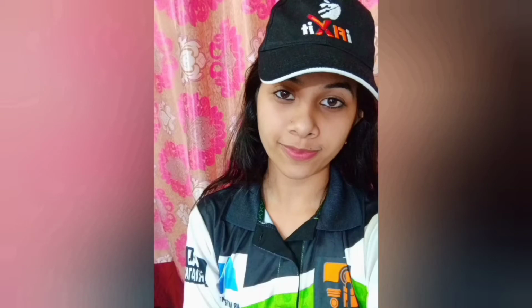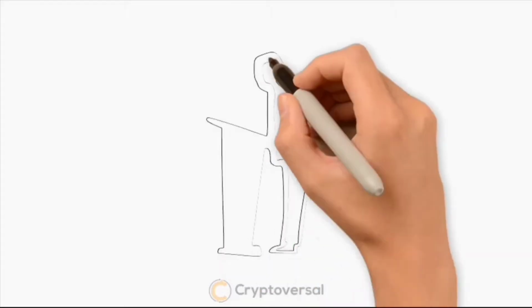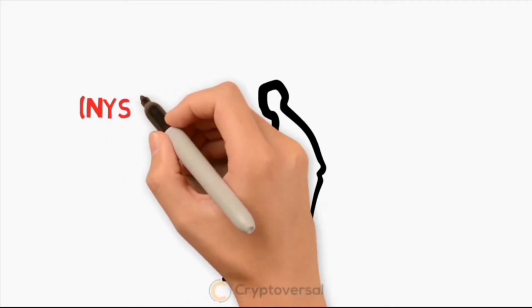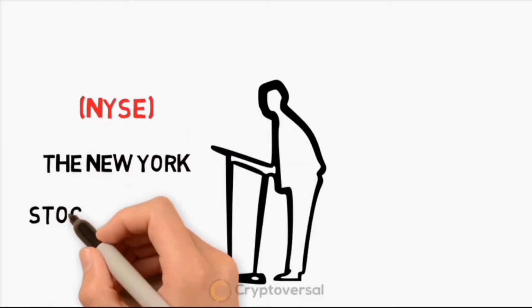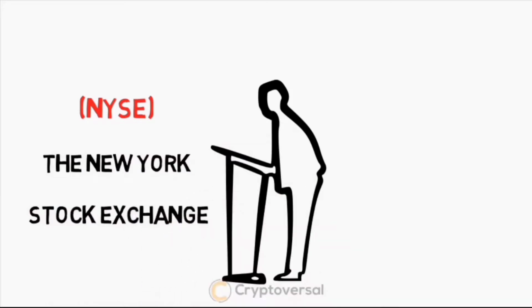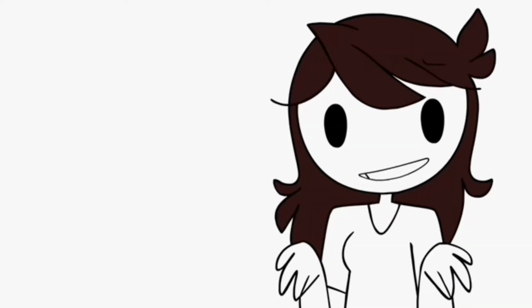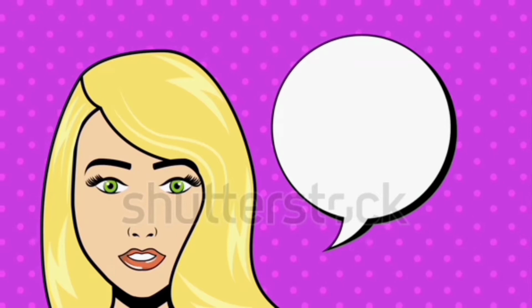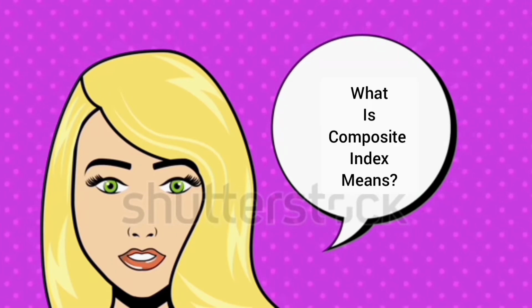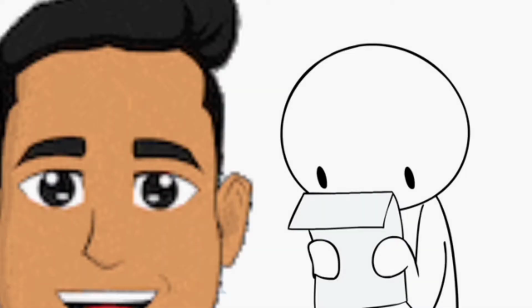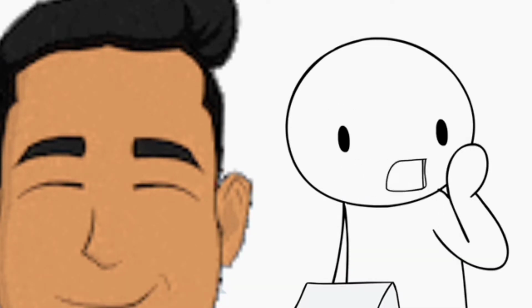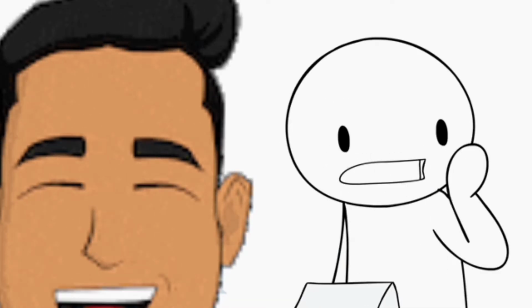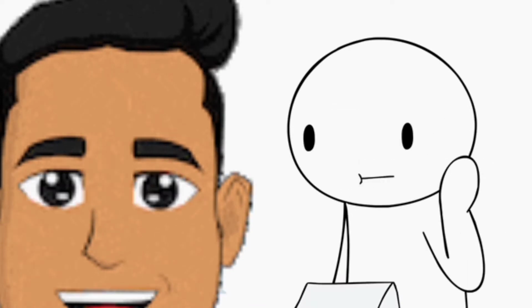Well, today we're going to discuss the NYSE Composite Index. The full form of NYSE is the New York Stock Exchange. Now you can ask me, what does composite index mean? Well, the composite index covers the price movement of all common stock listed on NYSE.